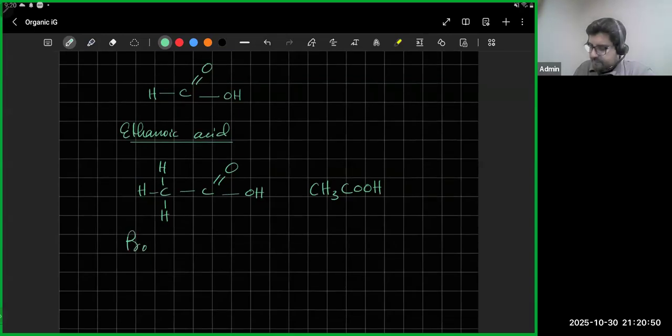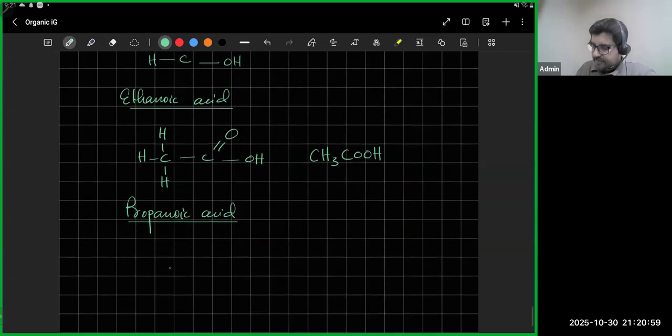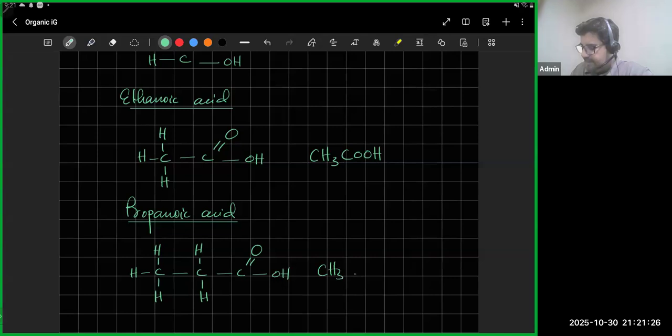Similarly, you have propanoic acid. Prop is 3 carbon atoms. You're going to have 3 carbon atoms, and then a double bond O and OH, and then you complete the H's of all the other carbons. They should be making 4 bonds. The condensed version would be CH3, then CH2, and then C double bond O and OH.